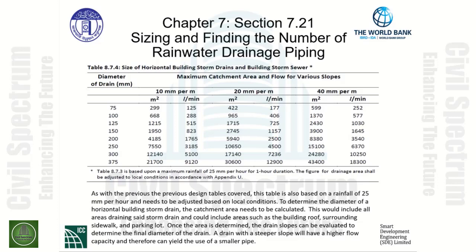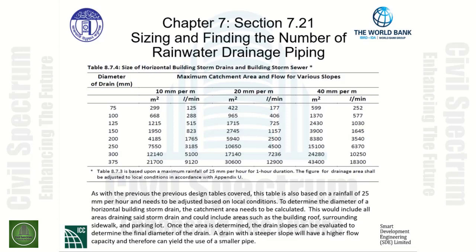The second column indicates 10 millimeters per meter, gives us the equivalent area of roof and liters per minute flow rate. 20 millimeters per meter in the third column gives us the area and flow. And finally, in the very last column, 40 millimeter per meter slope again gives us the area and flow rate accordingly.